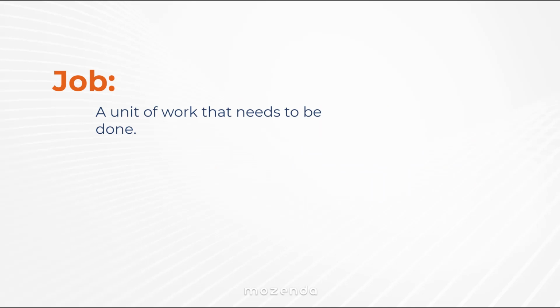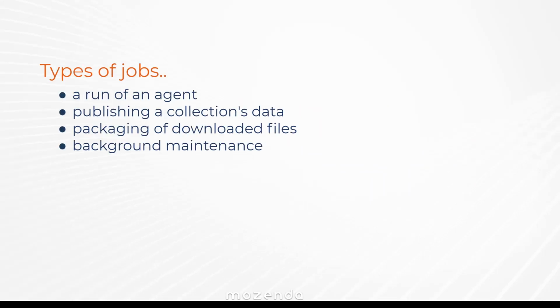And then a job is a unit of work that needs to be done. The possible types of jobs are you can run an agent, publish a collections data, package downloaded files, or just like background maintenance that's going on. For the purpose of this webinar, we're only going to be focusing on the run agent job. So whenever we refer to a job throughout this webinar, we're referring to the run agent job.